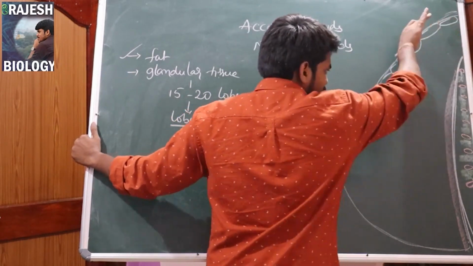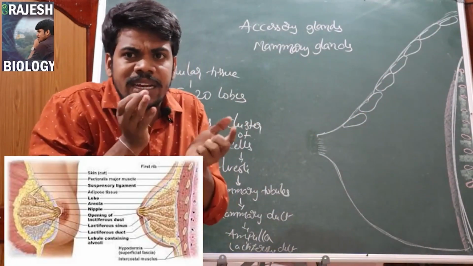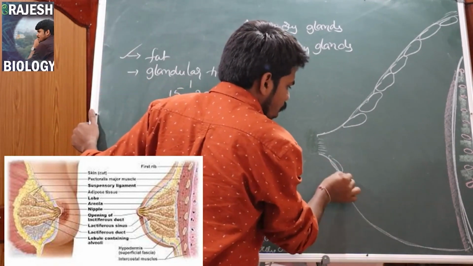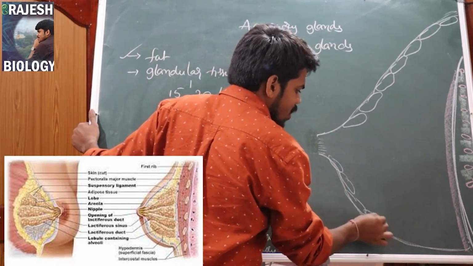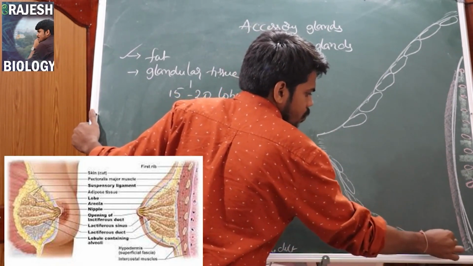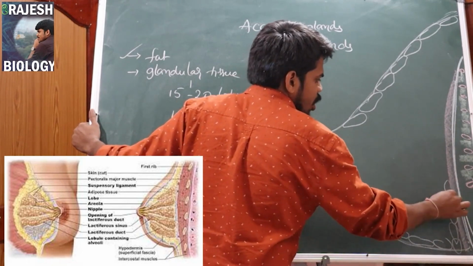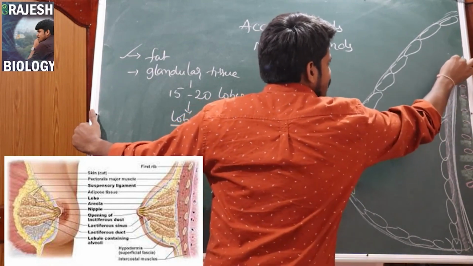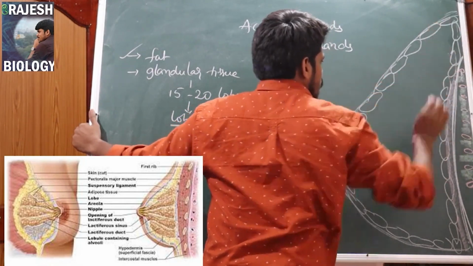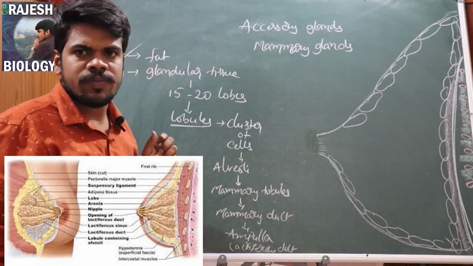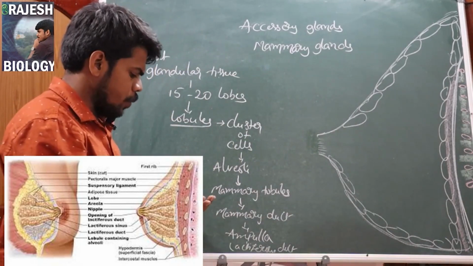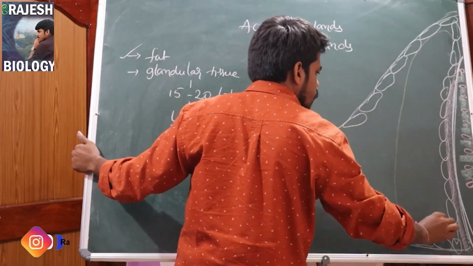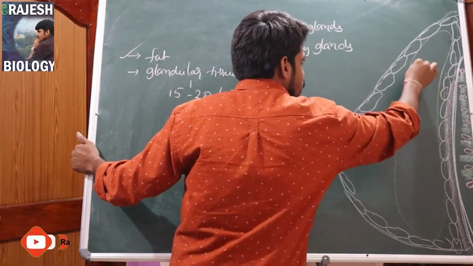It covers. That means inside the fat tissue, glandular tissue is present. So along the lining of the skin, there is only the fat tissue. Like this, fat tissue is present around the glandular tissue. This is the fat. Next, glandular tissue. For example, the yellow color lining is the glandular tissue.